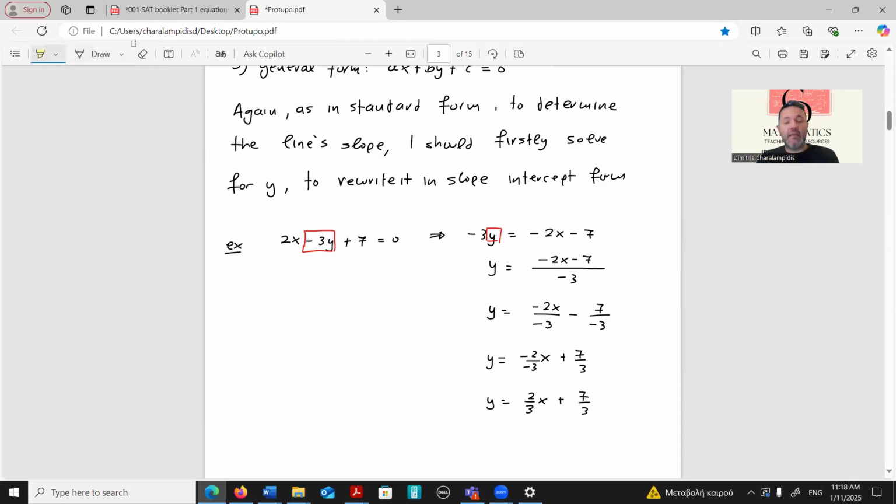Now it is finally expressed in its slope-intercept form, which means that 2/3 is the coefficient of x, and therefore is the slope. And that was all. Once again, if we are given the slope-intercept form, things are easy. It's the coefficient of x. If we are given the standard or the general form, we should firstly express it in the corresponding slope-intercept form and then proceed as we already knew.